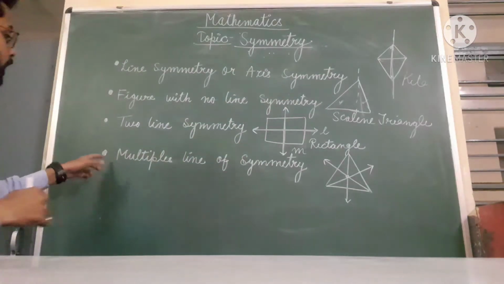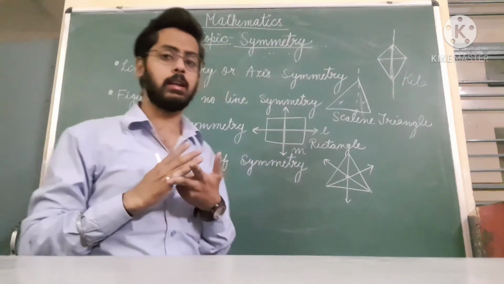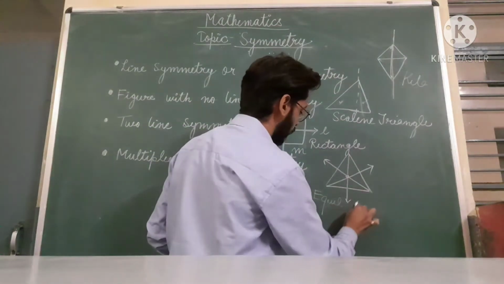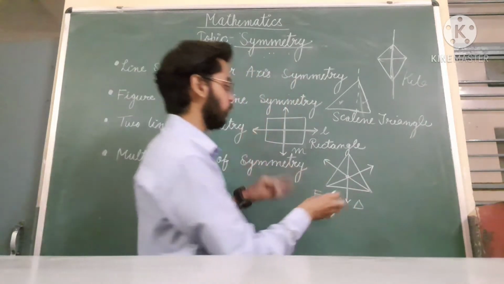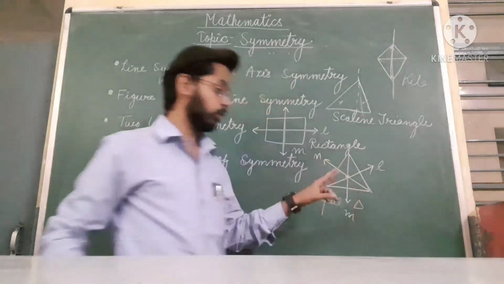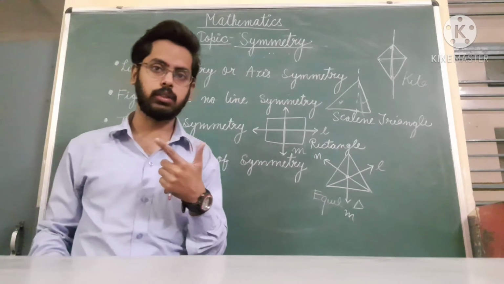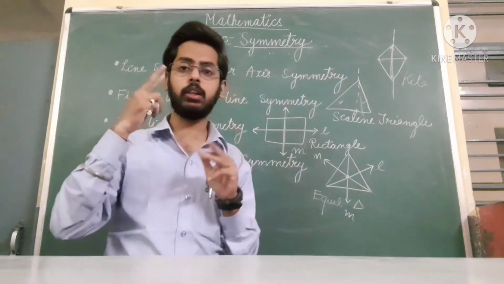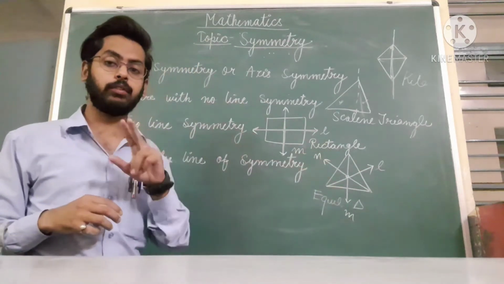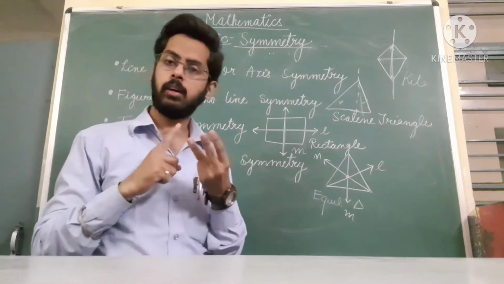Now we'll go over the next heading, that is multiple lines of symmetry. If we take an example of a triangle, for example an equilateral triangle, then we can see that there are three lines of symmetry, that is L, M, and N. So there are three lines of symmetry, or we can say axes of symmetry, which divide the figure into equal halves. Therefore, the axes of symmetry will be three: L, M, and N.